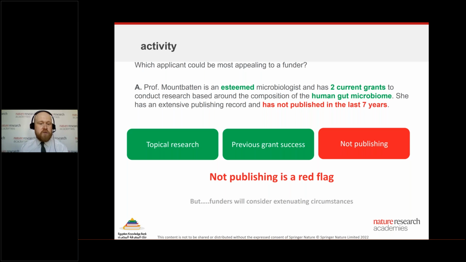But funders will also consider extenuating circumstances. Perhaps Professor Mountbatten has been ill, so they would take this into account as well. Nevertheless, I don't think Mountbatten is the most appealing applicant.